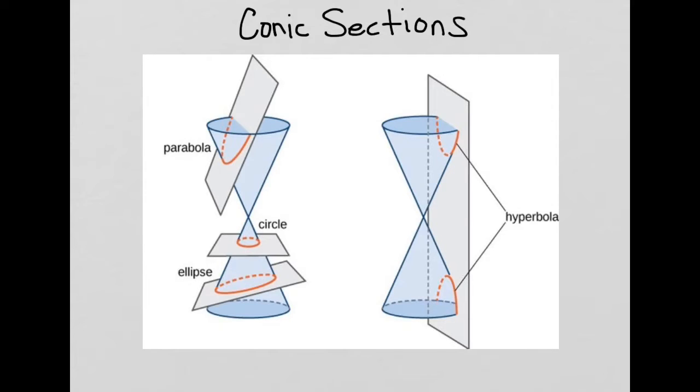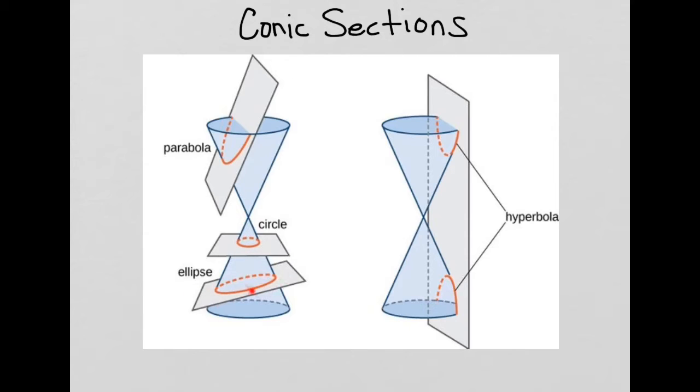We are going to begin looking at conic sections and their graphs. So a conic section is a graph that we get by taking cross sections from cones. So if we look at the first cross section on this pair of cones, we get a circle.